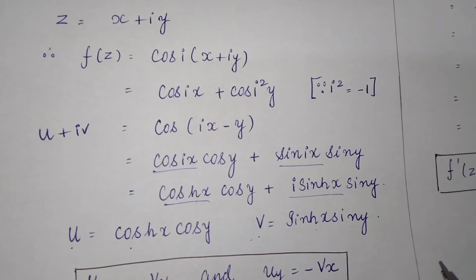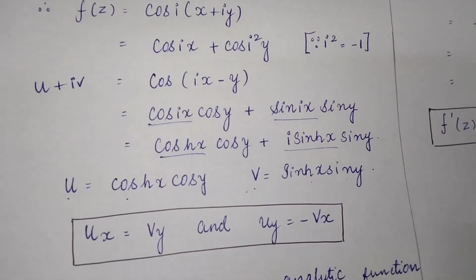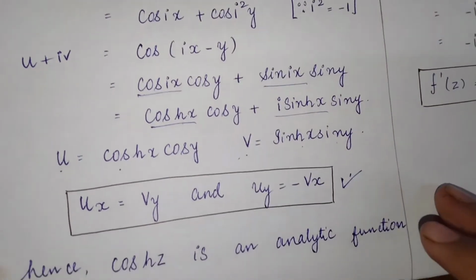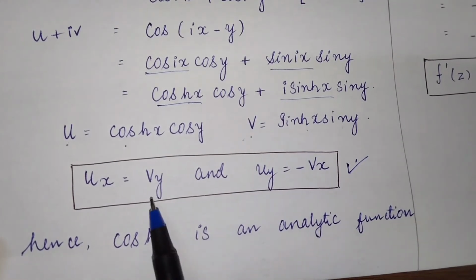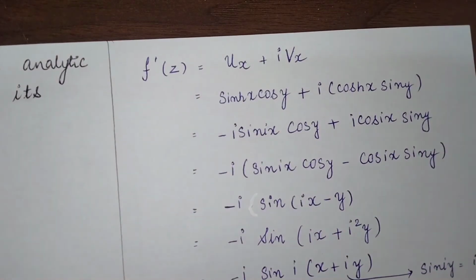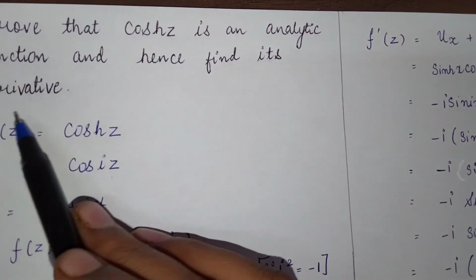Now we did many examples, so you should know how to find ux, vy, uy and minus vx, that is del u by del x, del u by del y, and you should know that. So whenever you have to find it, do it by yourself and then check, you will get ux equal to vy and uy equal to minus vx. These conditions are satisfied, so we can say that cos hz is an analytic function. Okay, whenever the conditions are satisfied, that function will be analytic. Okay, now what is told? That you have to find its derivative.